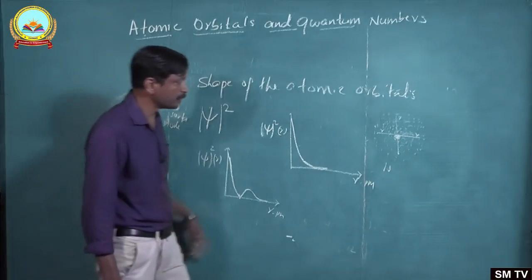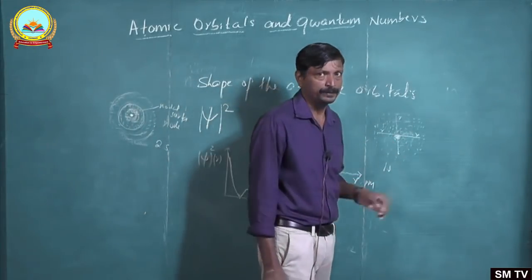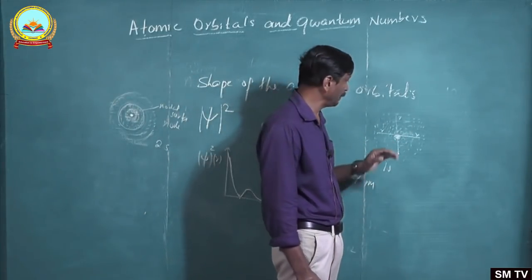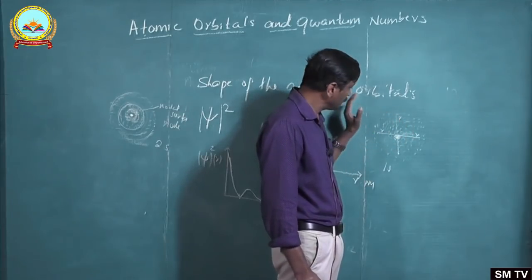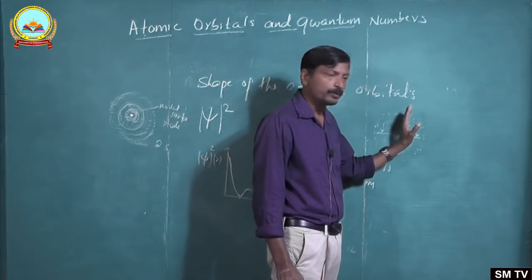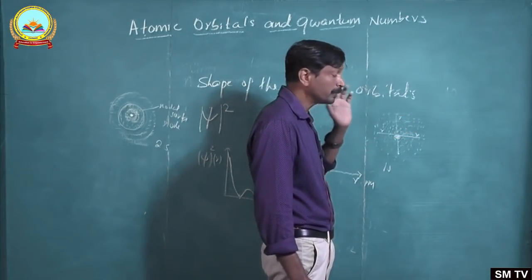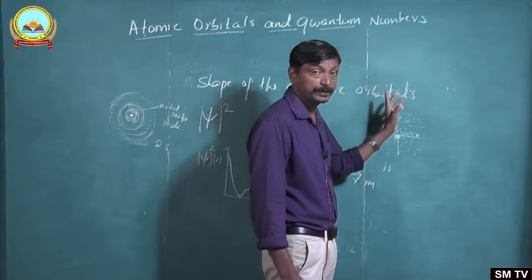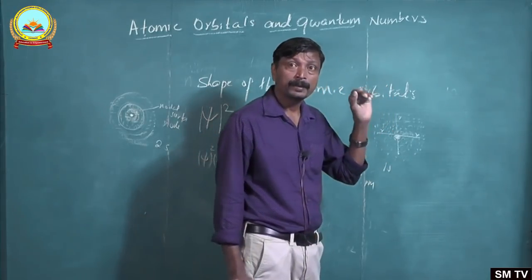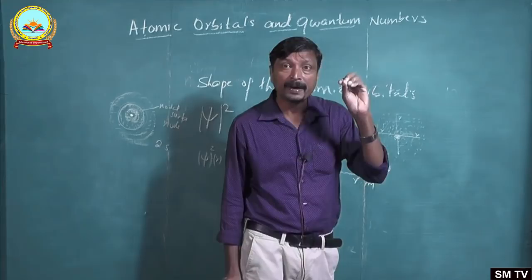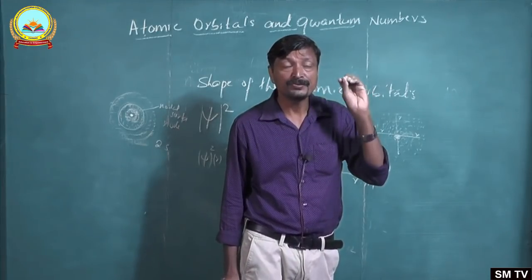For the 1s orbital, there is no nodal surface. The electron density decreases when you move away from the nucleus. See, there is no node in the 1s orbital. What is a node? Here the probability of finding the electron is 0.